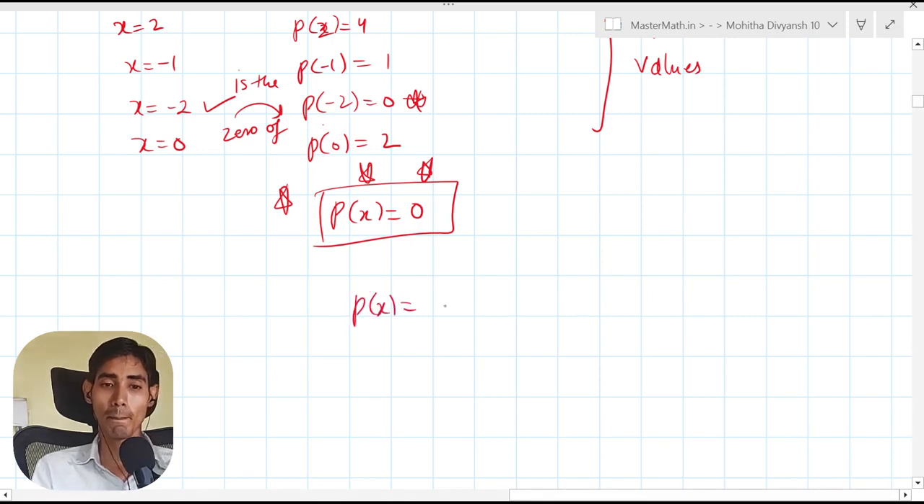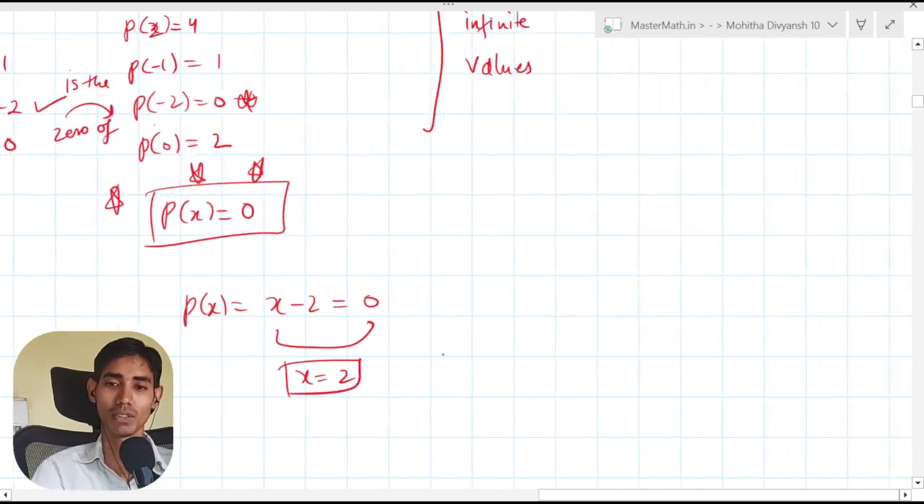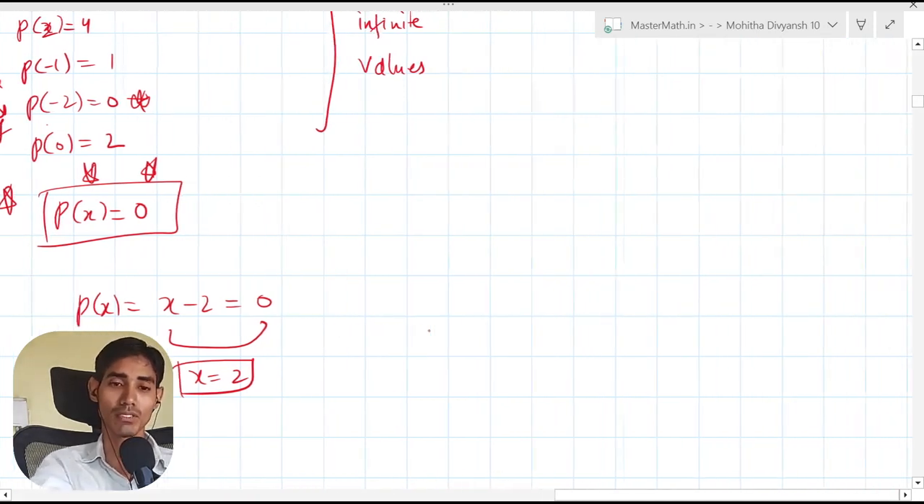So now, what is the zero of this polynomial? 2. So we just equate it to 0 and then solve it. That's as simple as that. Just equate that to 0. Now this is for linear polynomials. It's going to be a lot easier for linear.